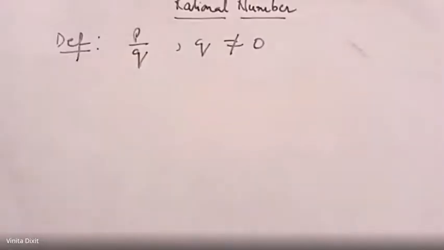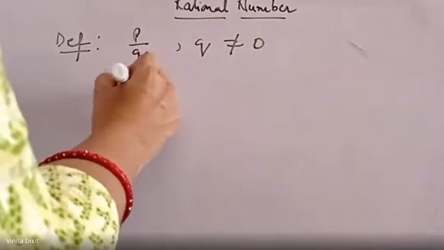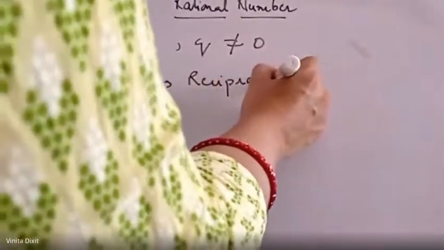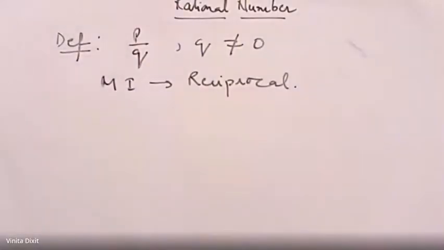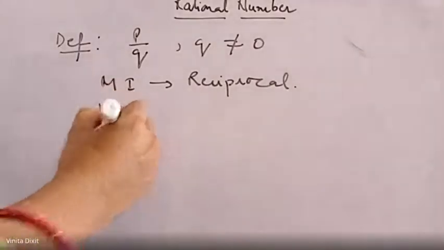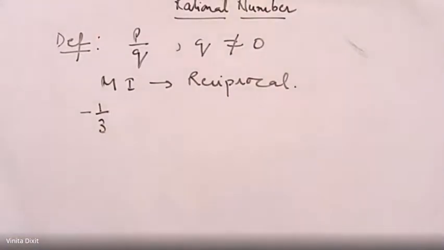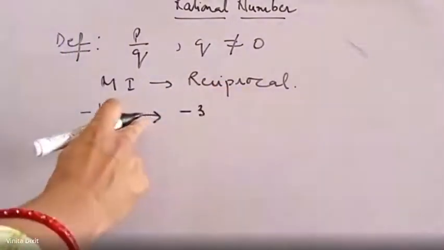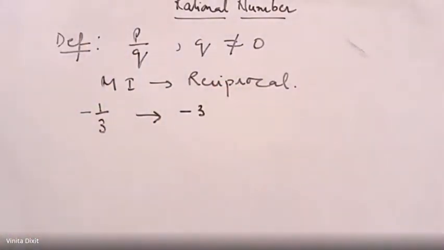Multiplicative inverse is also known as reciprocal. They are names of the same thing. What do we do in multiplicative inverse? We change the order. We change the place. Suppose 1 upon 3, minus 1 by 3, is the number and you are asked the multiplicative inverse, it will be minus 3. We never put an equal to sign, children, remember.